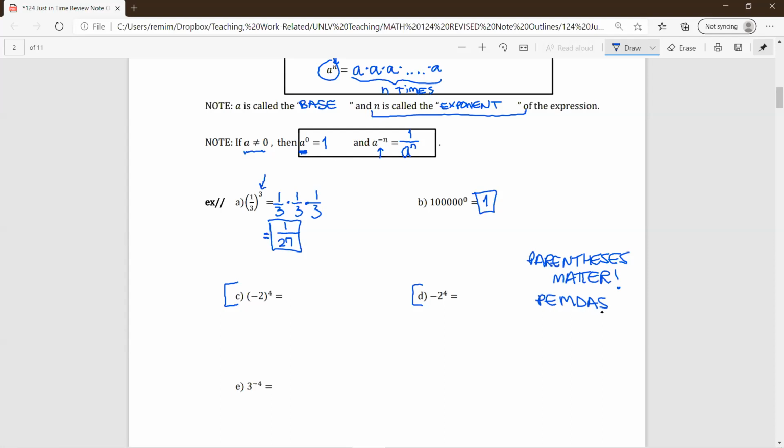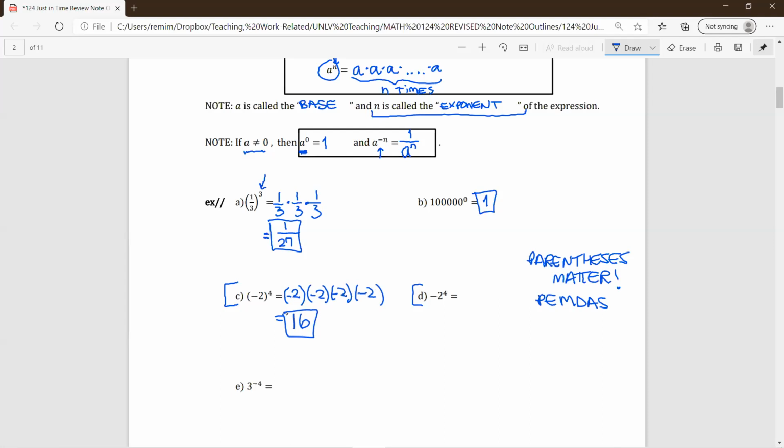So for part C, we have -2 to the 4th, and it's in parentheses, so that's saying that the base is the number -2. We're going to take the base and multiply it to itself 4 times. -2 times -2 is 4, times another -2, times another -2. That's going to give you a positive 16 altogether, because all of them are negative, so the negatives cancel out in pairs, which leaves us with a positive 16.